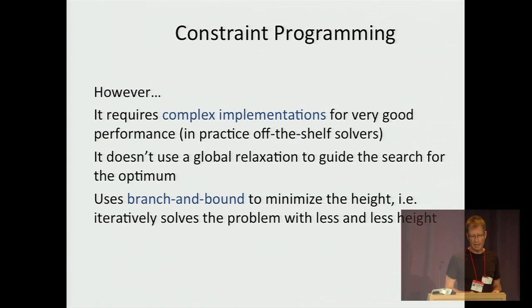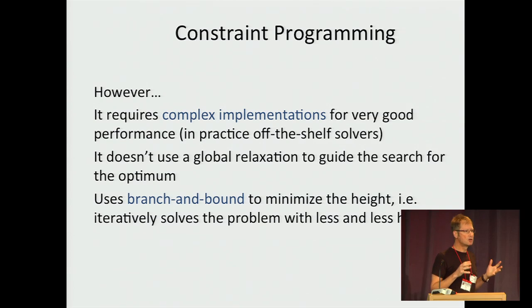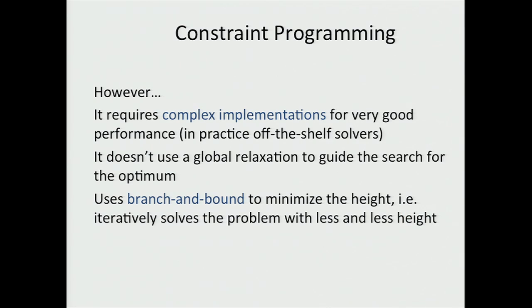However, the disadvantage of constraint programming is that, like MIP, it requires complex implementation for good performance, and it doesn't have a good way to direct itself towards the global solution, the global minimisation. It doesn't use relaxation to do this. Instead, it uses a branch and bound approach. So it finds a layout for the table and then tries iteratively to find a layout that reduces the height of that layout and does that until it can't do any better.